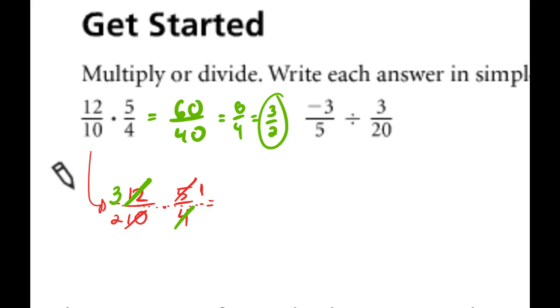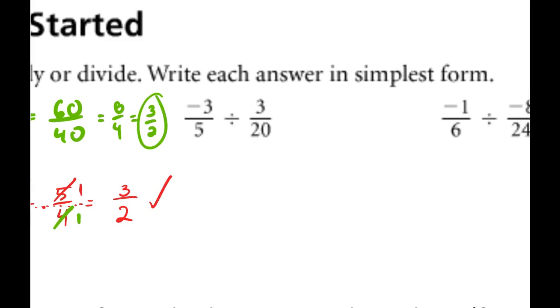I can divide this one by 4, I get 3. Divide 4 by 4, I get 1. And so now when I multiply, 3 times 1 is 3, 2 times 1 is 2. This is a simpler way to multiply, and we're actually going to use this method with rational expressions. Okay, the idea of simplifying first. So let's try that method with this question.